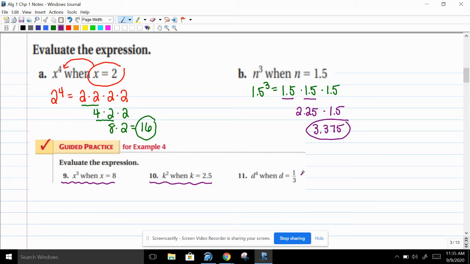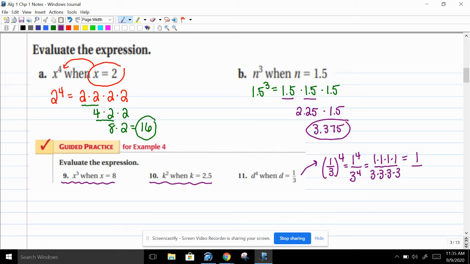Number 11 is a fraction one, so I'll do that one for you, just to give you another example. D to the fourth when D is equal to 1/3. So you're going to have 1 over 3 raised to the fourth power, which is 1 to the fourth power on top of 3 to the fourth power. So you got 4 factors of 1 on the top, which is going to be 1. We said that earlier. It doesn't matter how many times you multiply 1 by itself, you're always going to get 1. On the bottom, you got 4 factors of 3.